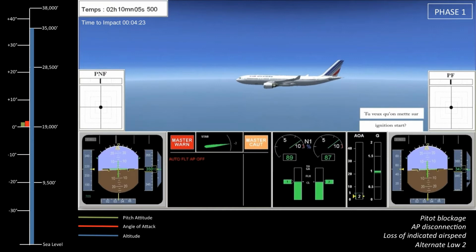Remember, being in alternate law 2, the aircraft will no longer maintain a constant bank angle or wings level by itself. To compound things still further, roll sensitivity in alternate law 2 almost doubled, from the maximum allowable 15 degrees per second in normal law up to 25 degrees per second now.